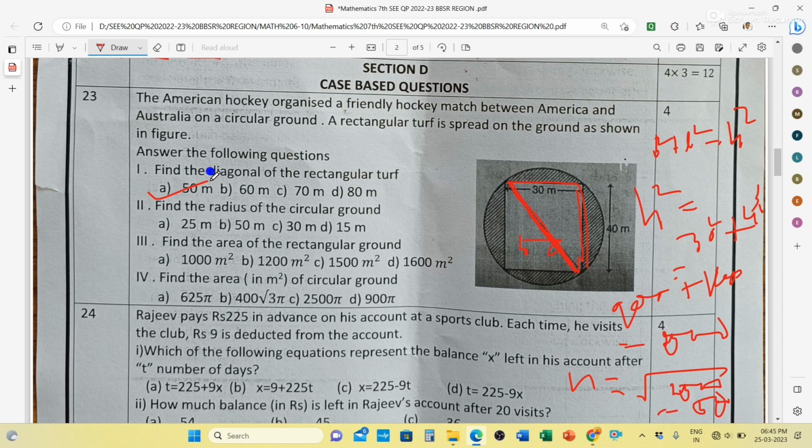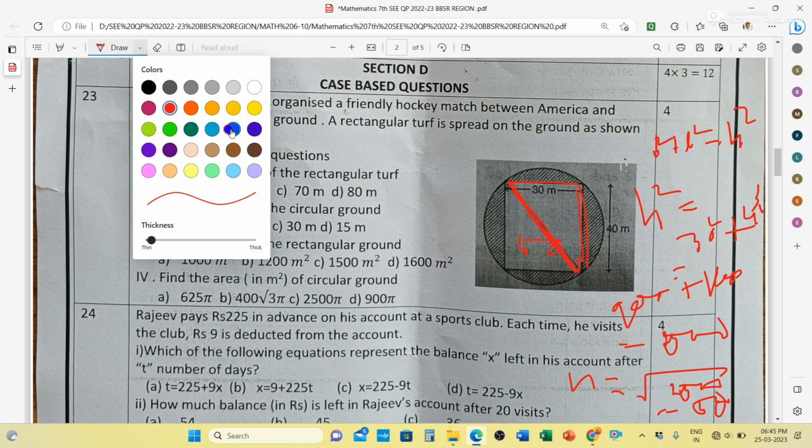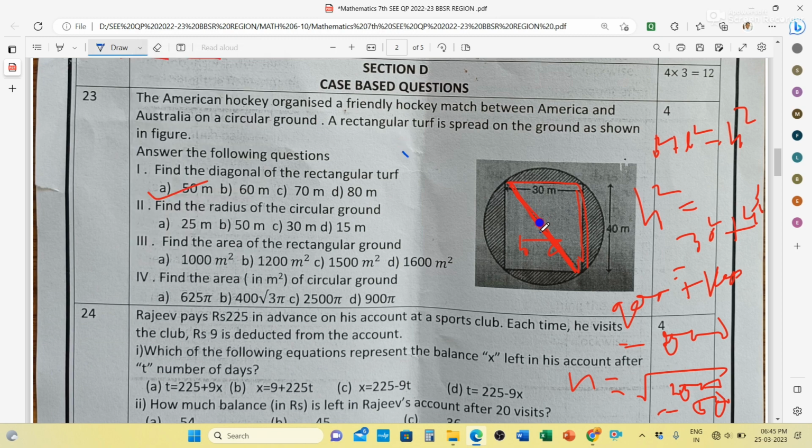Now again, find the radius of the circular ground. Radius means from here to here. So radius is half of the height of the right angle triangle. So height of the right angle triangle is 50 meter. Half of that will be 25. So 25 meter is the radius of the circular ground. Okay, this is the radius, right?